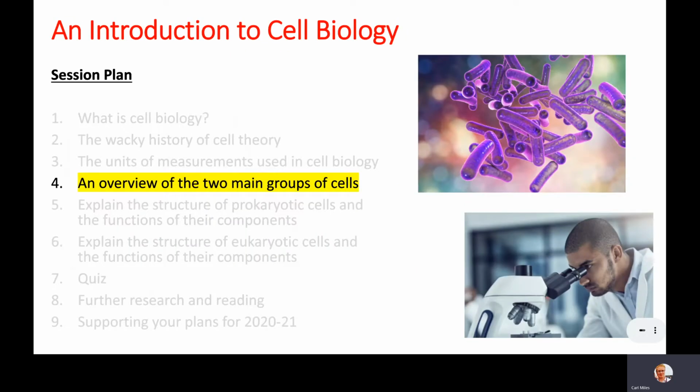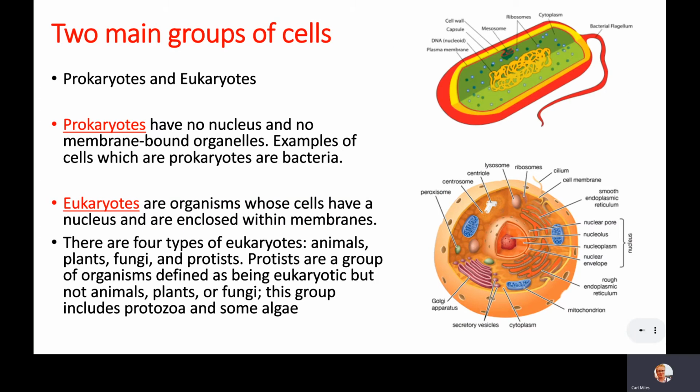So now let's have a look at the two main groups of cells that we come across. These might be terms that you're familiar with, and if they are, that's great. If not, don't worry. First of all, we've got the cell group, a group of cells that have certain common features. The first one we refer to as prokaryotes. Prokaryotes have no nucleus, so they've got no membrane-bound, dense area of genetic material. They have no nucleus, and they also have no membrane-bound organelles.